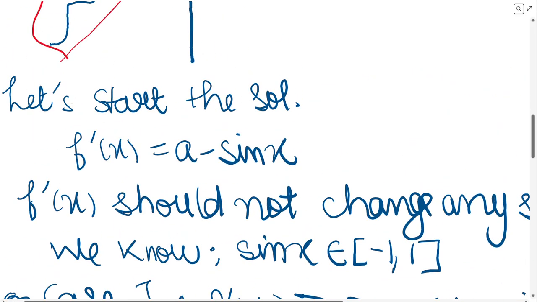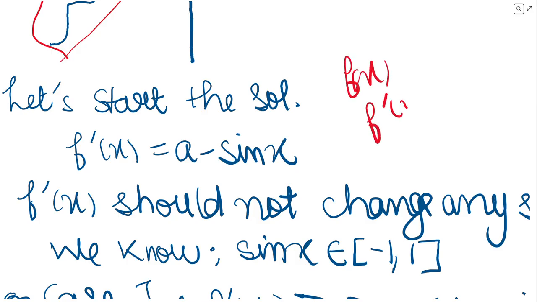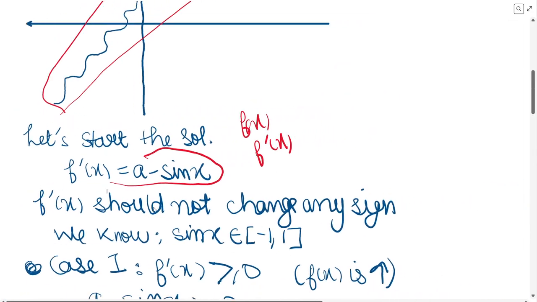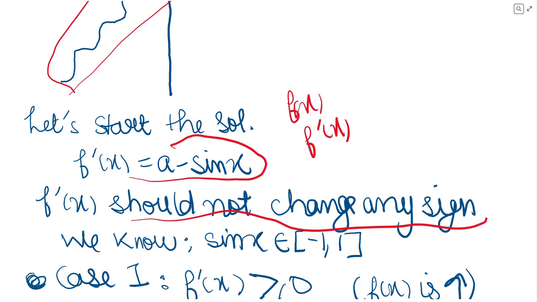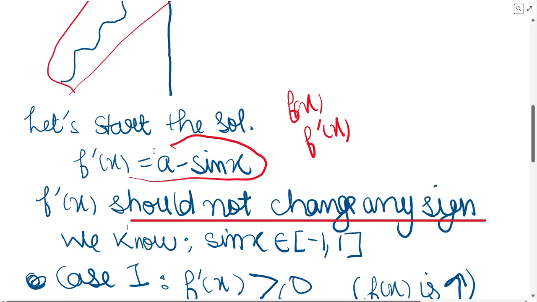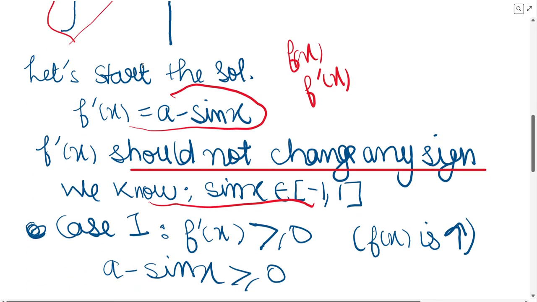Now whenever we need to find more about the function f(x), our first intuition is to find the derivative so that we can find out more about the function. When we find the derivative, we find it to be a minus sin x. We also know that the function is invertible, it is one-one and onto. That means the derivative should not change any sign in order to be invertible. So we know that sin x is from minus 1 till 1.